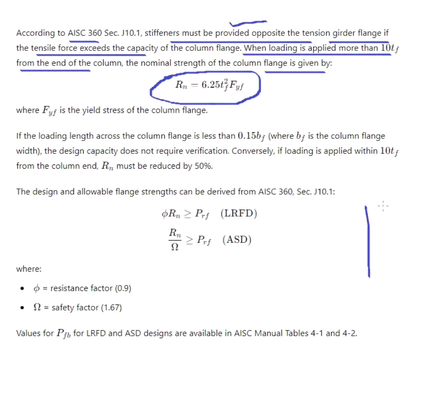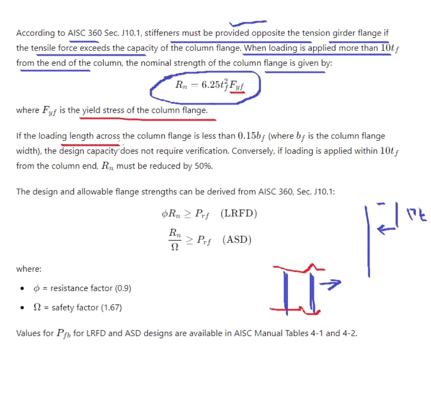When the loading is applied more than 10 times the thickness of the flange from the end of the column, if this distance is more than 10 tf, the strength is 6.25 times the flange thickness squared, where the flange means this column flange, the thickness of the column flange, times the yield strength of the column flange.